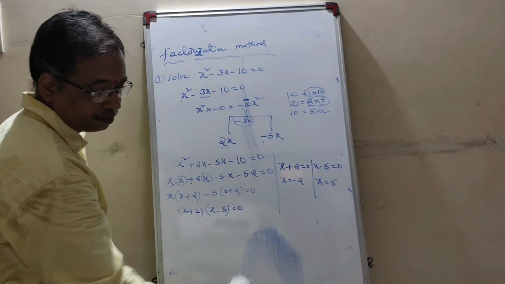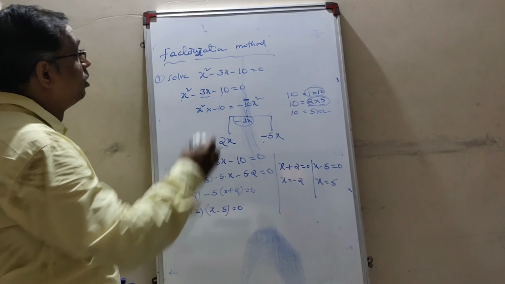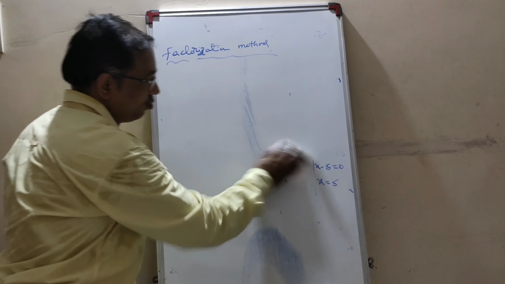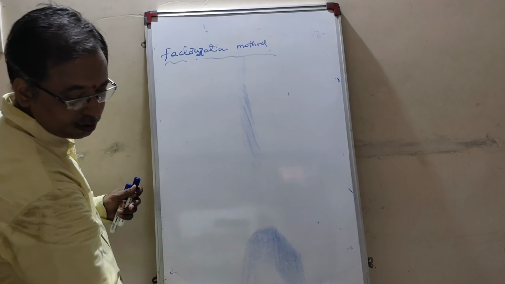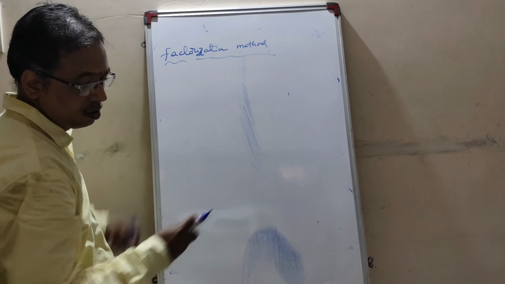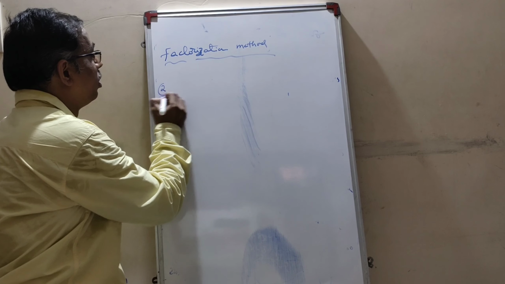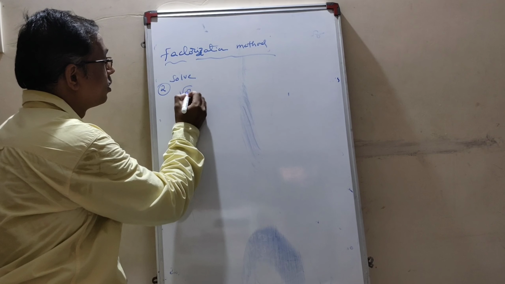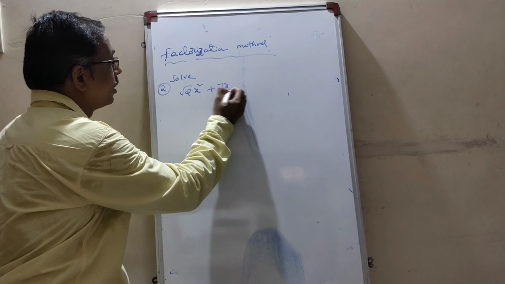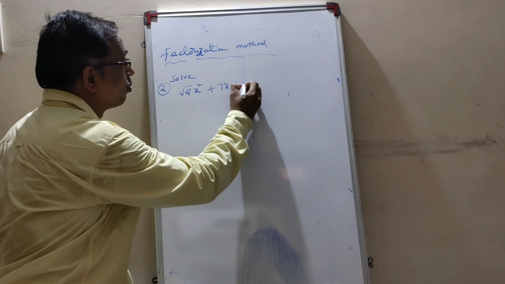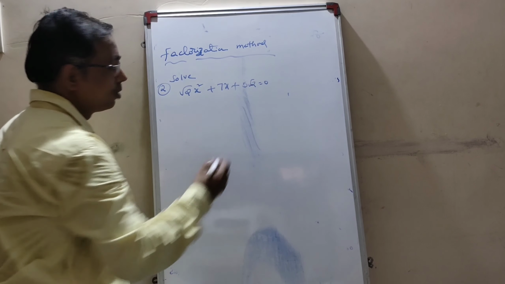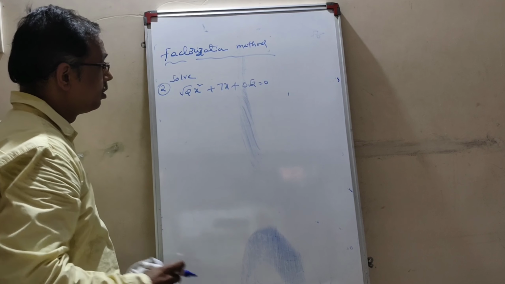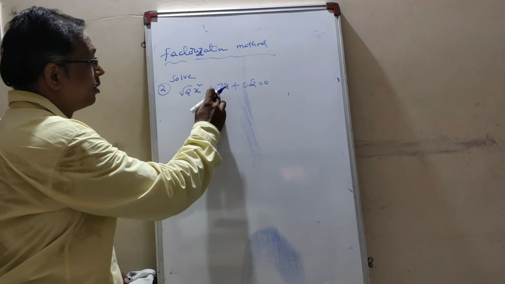And next sum. Solve by factorization method: root 2 into x square plus 7x plus 5 root 2 is equal to 0. Here also we have to find the roots by splitting the middle term.